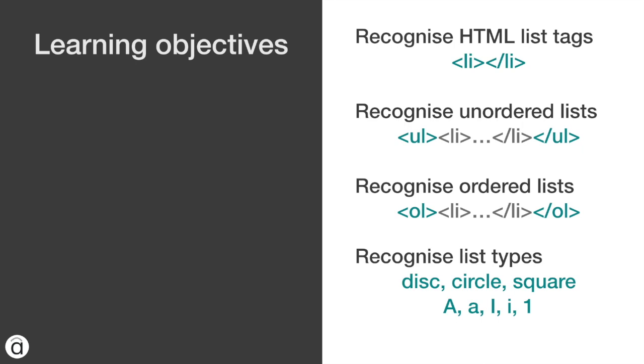So we saw for ULs, we saw disk, we saw circle, we saw square, and we saw capital ABC, little abc. We had the Roman numerals in big letters and then little letters, and then of course we had 1, 2, 3. So I hope you enjoyed that.